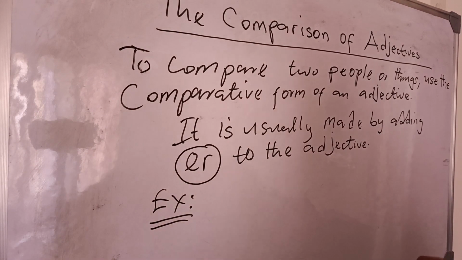So we are going to be discussing the comparison of adjectives. For you to compare two people or two things, we use the comparative form of what? An adjective. It is usually made by adding er at the back of the what? Adjective. So let's take a look at an example.